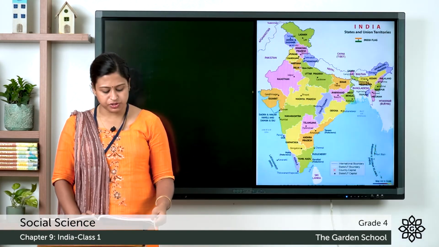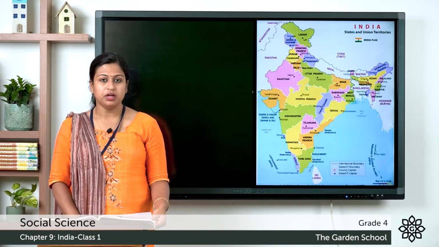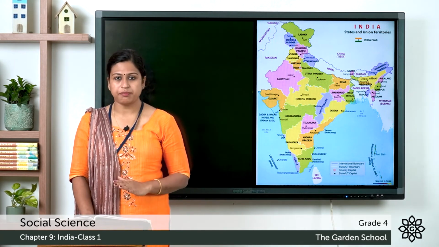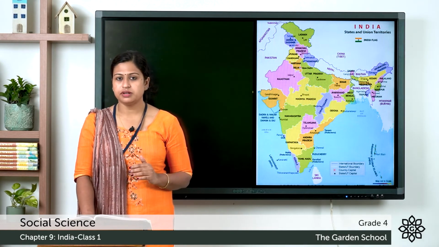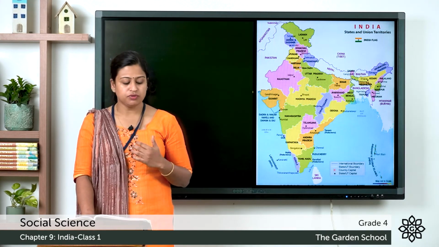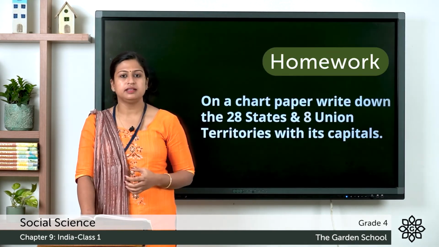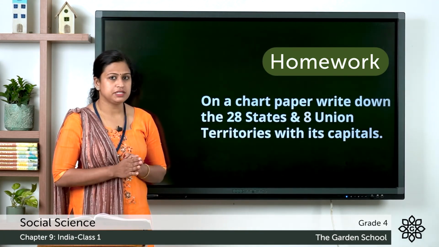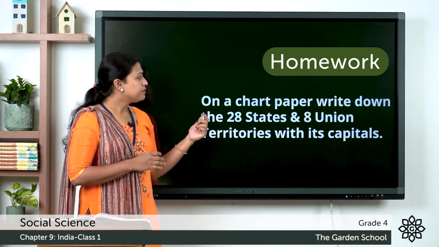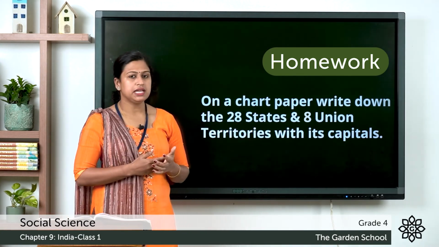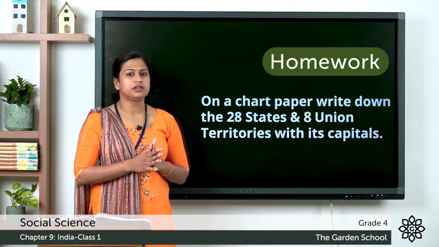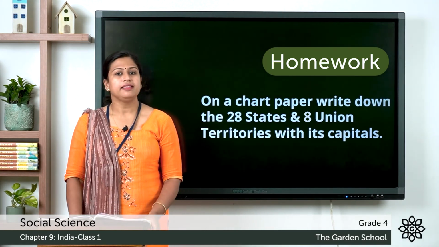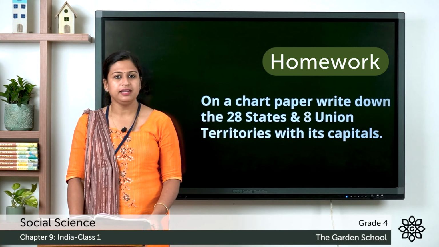Now let's move on to page number 82. Here you can see the 28 states with its capital and union territories with its capital. So you have to go through these lists by yourself. Now here there is an activity. You have to write these 28 states and 9 union territories on a chart paper or an A4 size paper, and then you have to submit in teams.